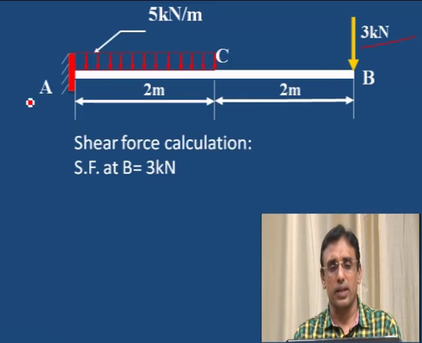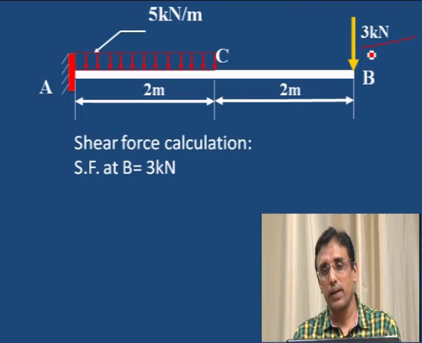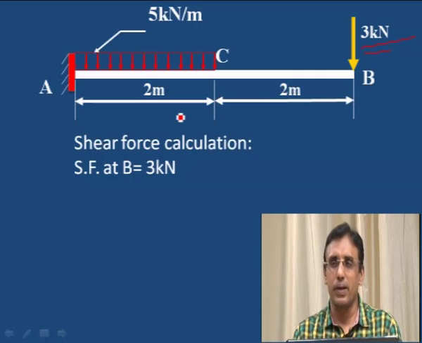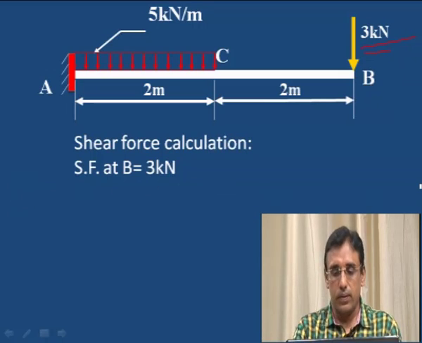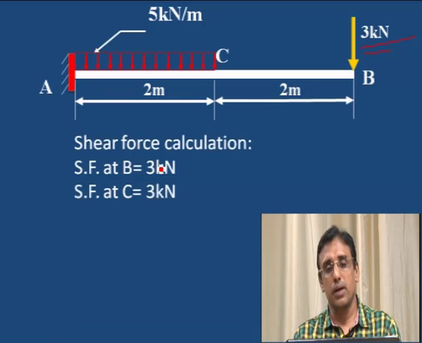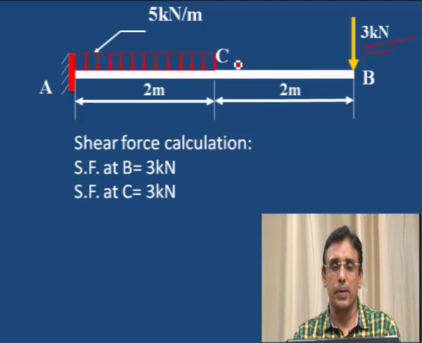Shear force calculation. Shear force at B. At B, what is the load acting? It is 3 kilonewton. It is a combination of the first problem and the previous problem we have solved. Both we have to include here. At the free end, 3 kilonewton is acting. Next, shear force at C. It is constant. You can see here from B to C it is the same. No further load is added between B and C. That is why it is 3 kilonewton itself.